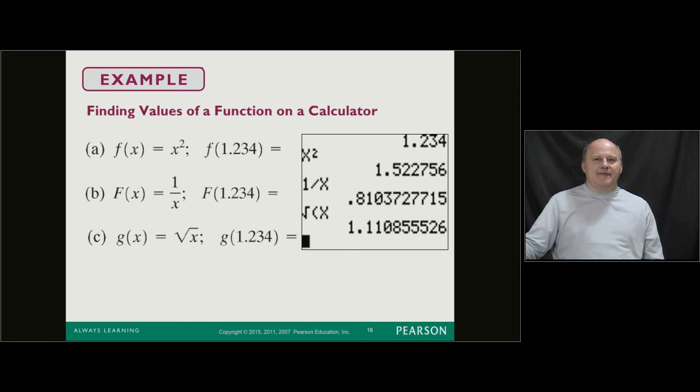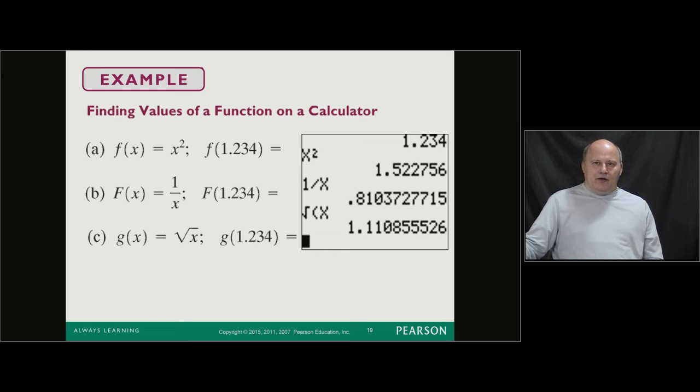And they use the graphing calculator, like I said, but you can use a regular one too. So if you square 1.234, it is 1.522756. Now, when you're doing your homework in MyMathLab, it might ask you to round your answer to 2 decimal places. And if that's the case, it's going to be 1.52.